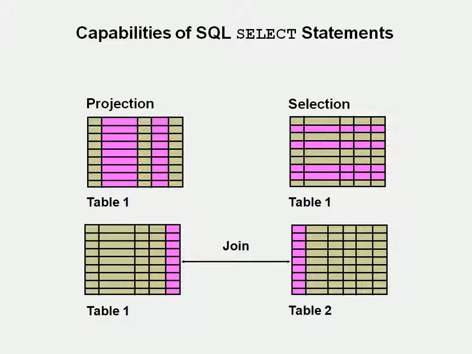The first one, you are seeing the projection. In the projection, the pink columns mean that you can select some columns. In the second, the selection, you can select the pink rows. You can select the data column-wise or row-wise. Clear? And in the third, by using the selector, you can join two tables. You can join two tables by using outer join or inner join.